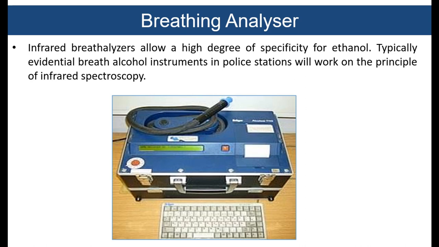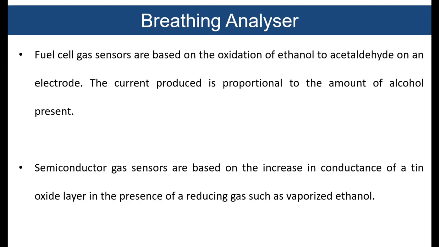Infrared breathalyzers allow a high degree of specificity for ethanol. A typical breath alcohol instrument in a police station works on the principle of infrared spectroscopy. This is the image which you are seeing right now of a typical breathing analyzer, which is used for the measurement of the breathable gas present in the body while the exhalation phase is going on. Fuel cell gas sensors are based on the oxidation of ethanol to acetic acid on an electrode. The current produced is proportional to the amount of alcohol present. Semiconductor gas sensors are based on the increase in conductance of a tin oxide layer in the presence of a reducing gas such as vaporized ethanol.